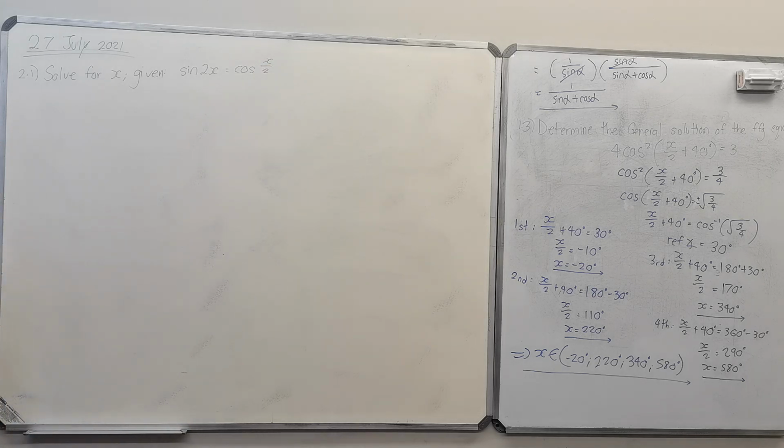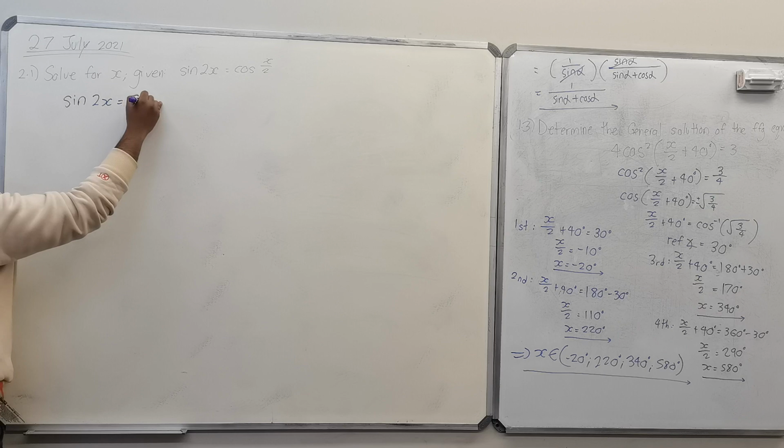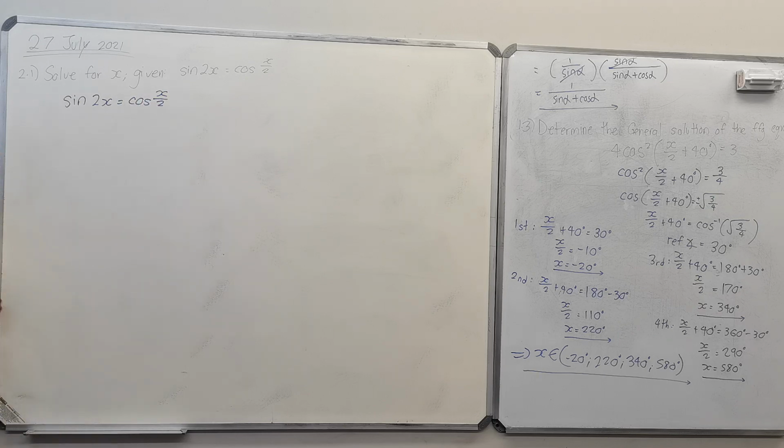Okay, this was the 27th July 2021 paper. So the question is: solve for x given sine 2x equals cos x over 2. How would you solve it? You're going to use double angles. Okay, so let's just say you use double angles. You're going to say 2 sine x cos x is equal to cos x over 2. What would you do after that?